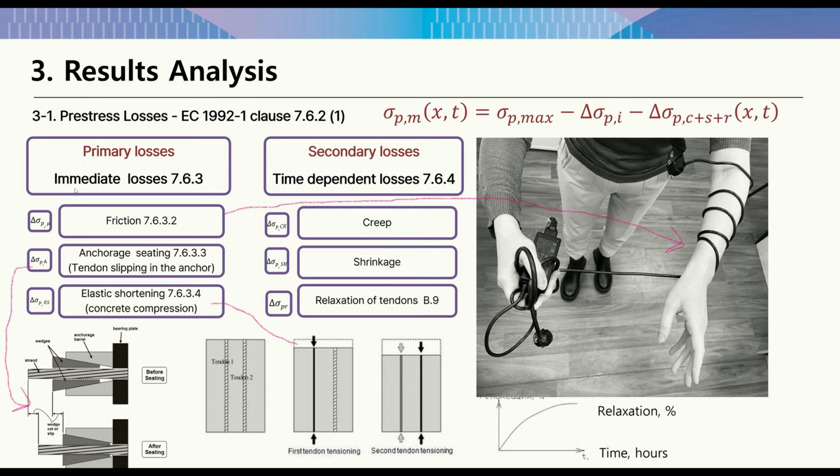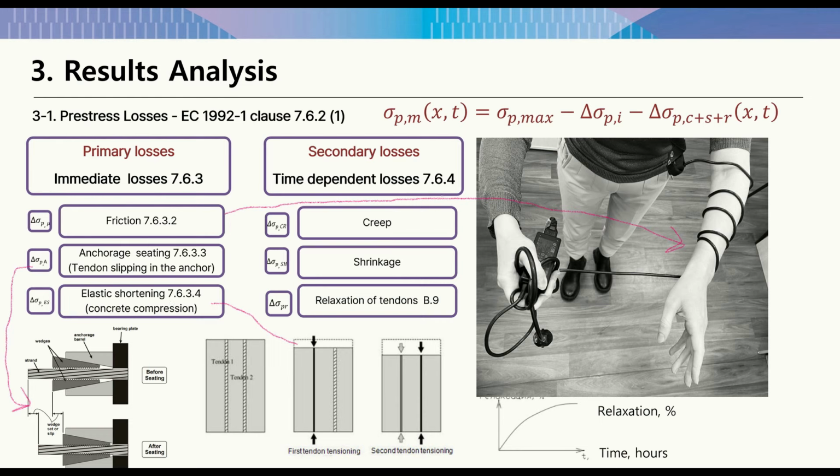They are divided into two types, immediate losses and time-dependent losses. Eurocode says, at a given time t and distance x from the active end of the tendon, the mean pre-stress should be taken equal to the maximum stress imposed at the active end, where you do jacking, minus the immediate losses and the time-dependent losses. See the equation on the top right of the slide. Immediate losses include friction, anchorage slipping, and elastic shortening.